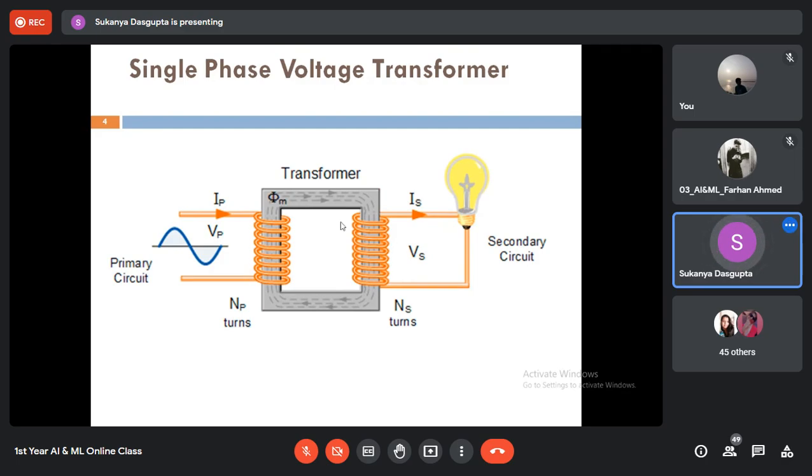So whatever the value of frequency here at the primary side, that should not be changed here at the secondary side. So if the voltage signal is at 50 hertz frequency, that is the standard power frequency in India, when it is getting transferred to the secondary side, the voltage signal should have the same frequency value, that is 50 hertz. Okay.